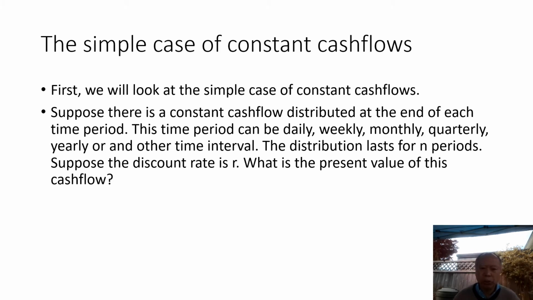First, we will look at the simple case of constant cash flows. Suppose there is a constant cash flow distributed at the end of each time period. This time period can be daily, weekly, monthly, quarterly, yearly, or any other time interval. The distribution lasts for n periods. Suppose the discount rate is R. What is the present value of this cash flow?